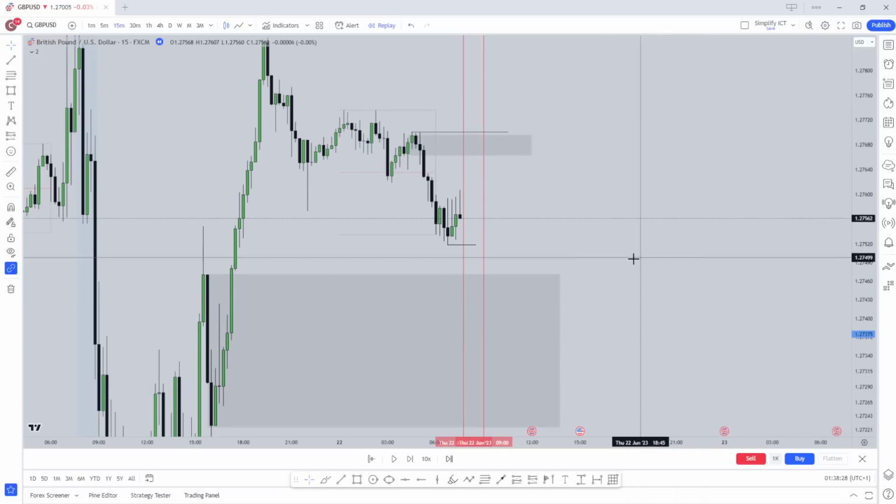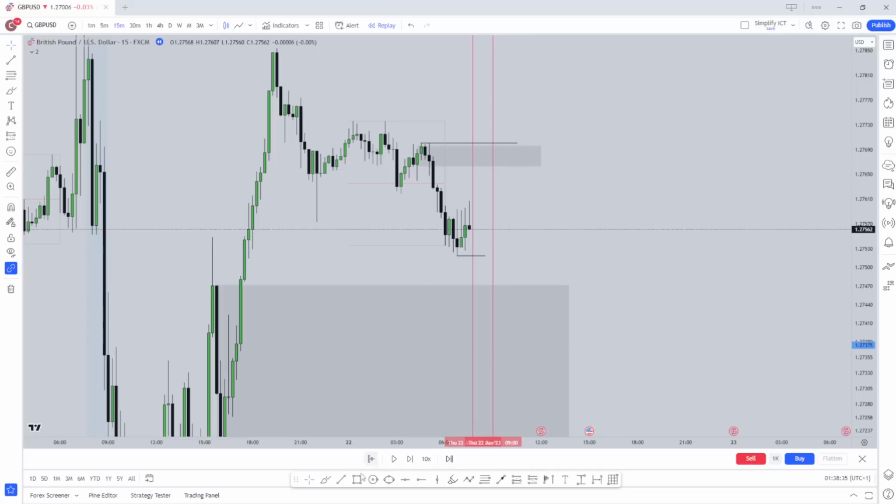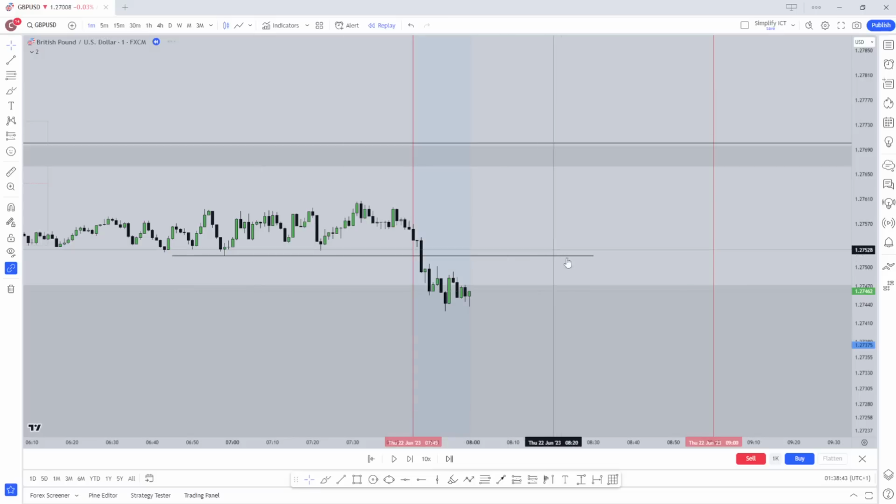So what we could wait for now in our time window is price to go in either direction, and we'll look for confirmation in either direction. So we let the 15-minute play out. As you see, price tanks straight down into our first area over here. So then we go down to the 1-minute time frame to show you the entry.